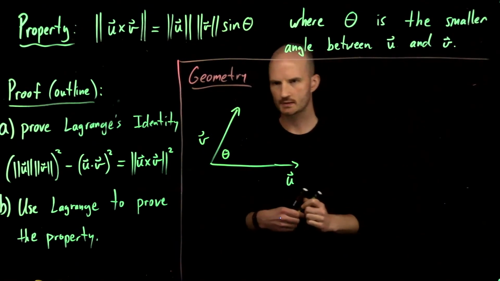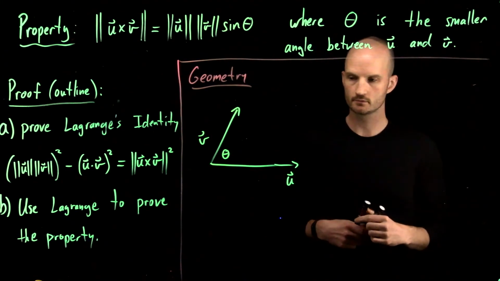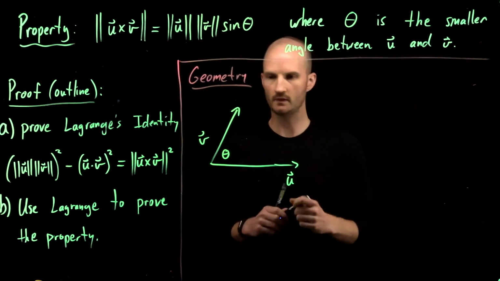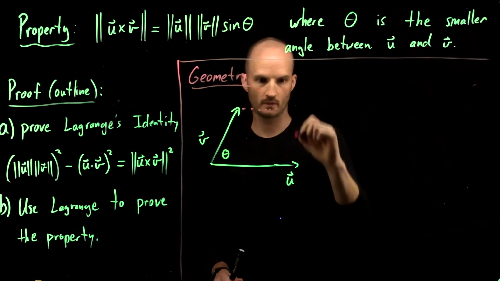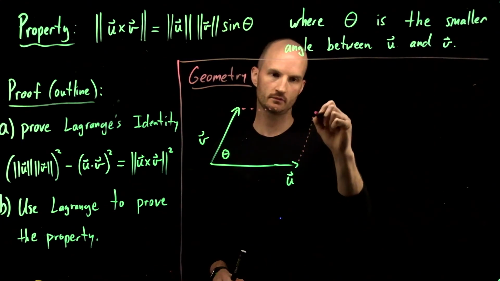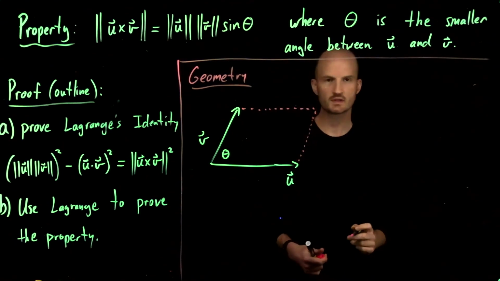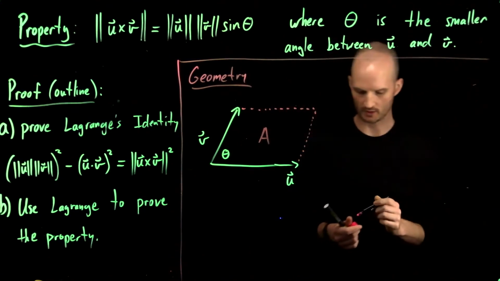And let us consider the parallelogram that these two vectors form. So you have a parallelogram like this, like that. And what is the area of this parallelogram?